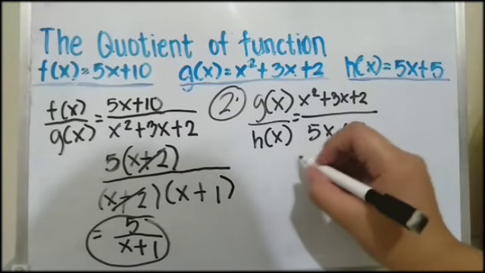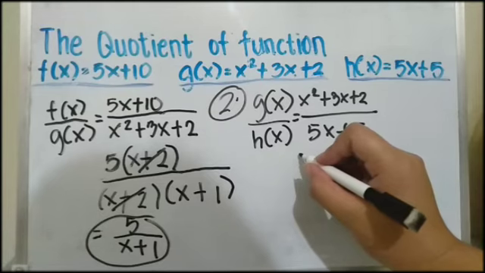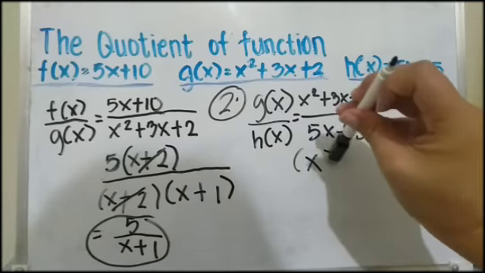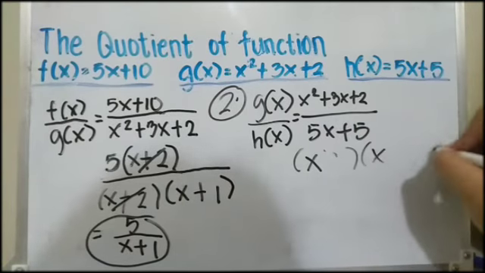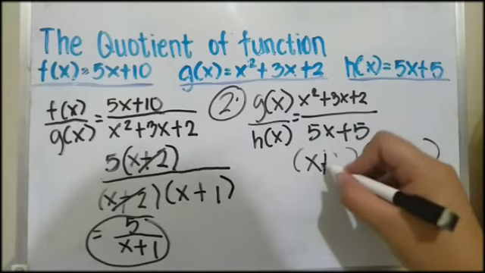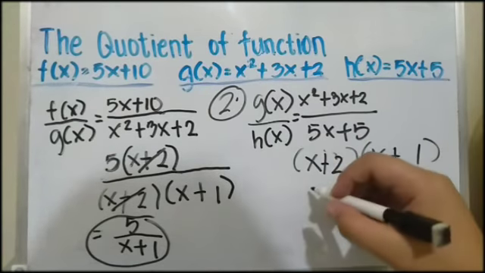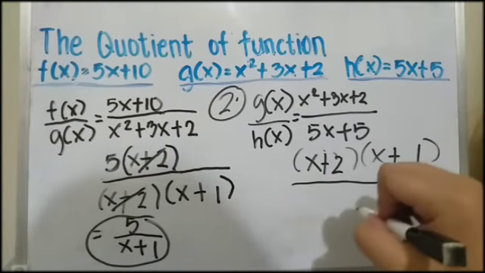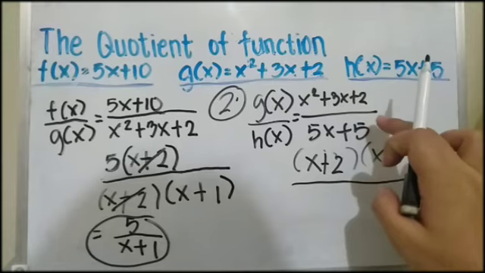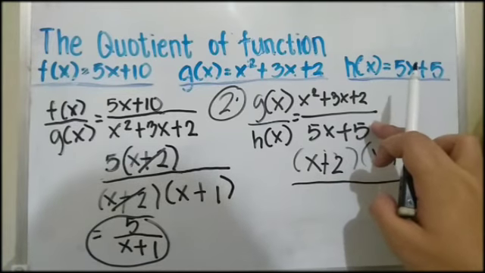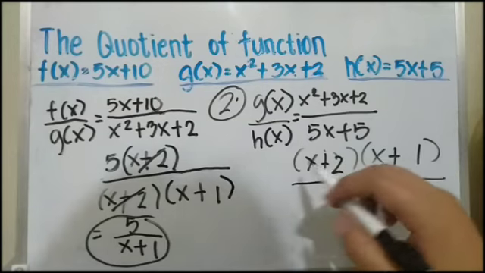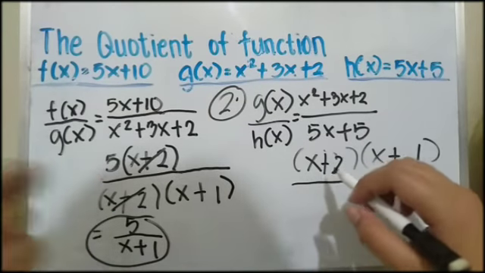So the factors are x and x, same as we did here, plus 2 plus 1. And then let us simplify. Since h(x) is a polynomial, we can find the factors of our denominator, same as we did in example number 1.